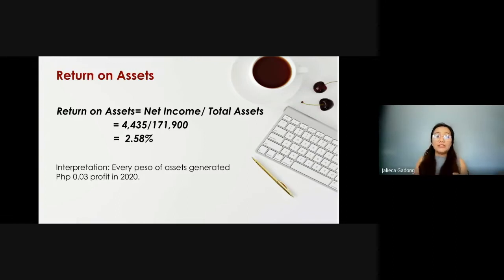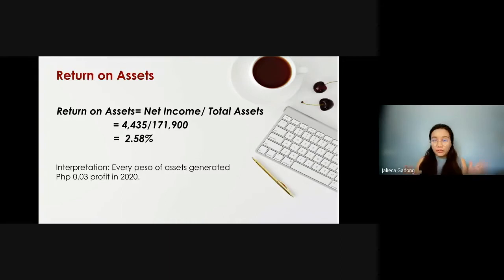We interpret this in this way. Every peso of assets generated 0.03 profit in 2020. So 0.03 is of course the rounded value of 2.58. So 2.58%, the decimal form of that would be 0.0258.